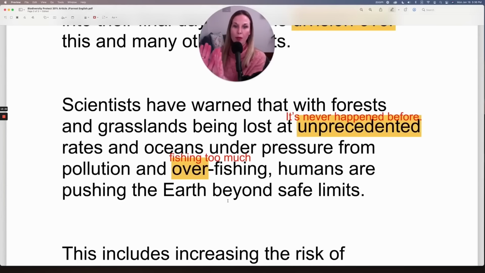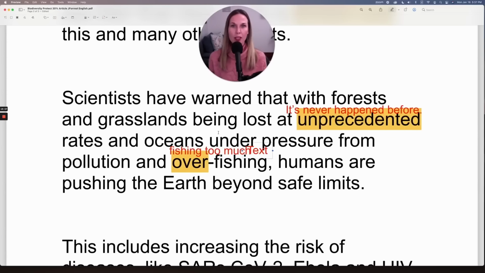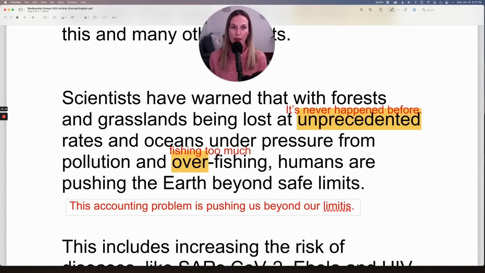When you push something beyond a limit, so this is the limit, and earth is right here behind the limit. And the limit is you can't go beyond this, okay? But when you push it, it means you're going more than what is wanted or needed or required. So we use this a lot when we're doing tasks. I might say, this accounting problem is pushing us beyond our limits.